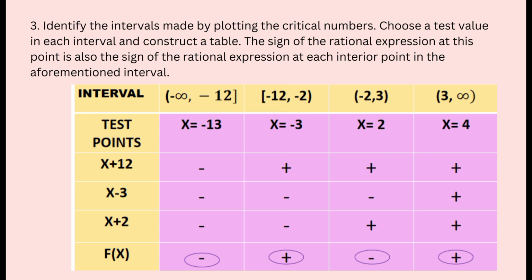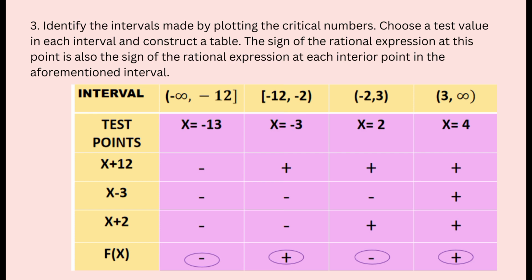Now, we're going to substitute -3 to the given. So, -3 plus 12 is equal to 9. So, it's positive. And -3 minus 3 is equal to -6. So, the sign is negative. And negative 3 plus 2, the answer is negative 1. So it's negative.